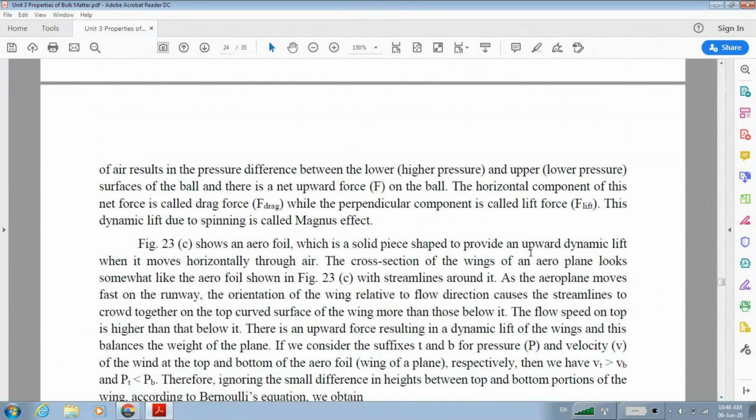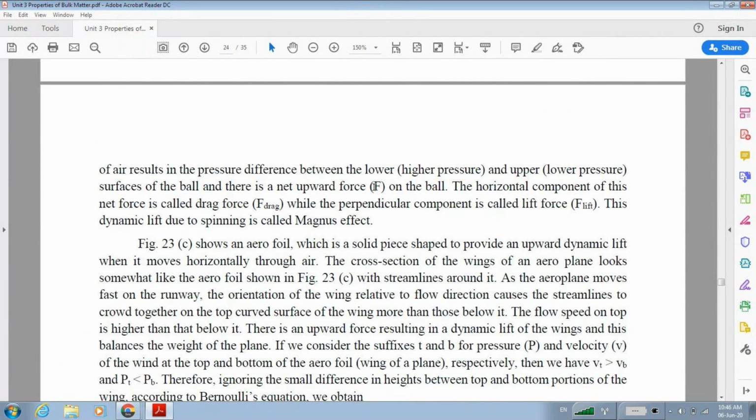So above, the velocity is higher, therefore the pressure will be lower. Below, the velocity is lower, therefore it will be having higher pressure at the bottom. So below there is higher pressure, and above there is lower pressure. But the ball is moving in the anti-clockwise direction. The horizontal component of this, so a net upward force will be acting.